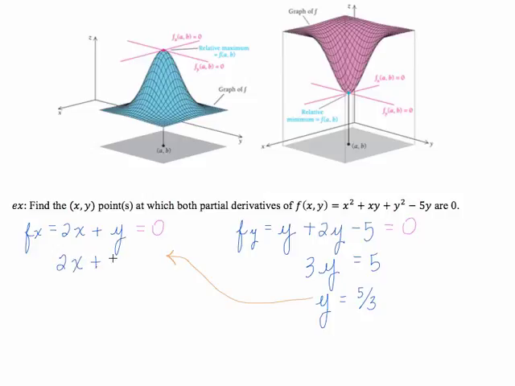But we can solve for what x is equal to when y is 5/3. So we get 2x equals negative 5/3. If I multiply both sides of this equation by a half, then we get x equals negative 5/6. Therefore, the point at which both partial derivatives equal 0 is (negative 5/6, 5/3).